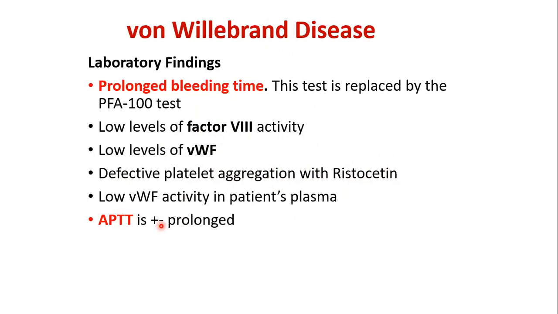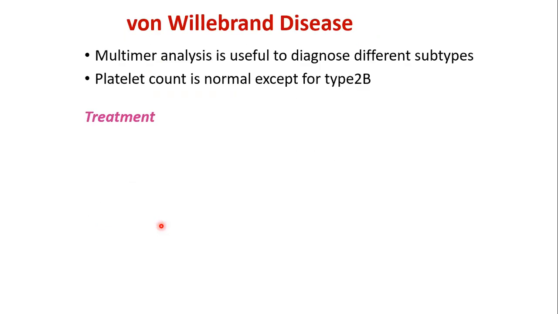Very interesting, it is only mildly prolonged. If normal is 12 seconds, it may be 14 seconds. Sometimes, to know the subtype, we have to do specific multimer analysis, and to know the severity, like type 3 is severe. Platelet count is normal except for type 2B.